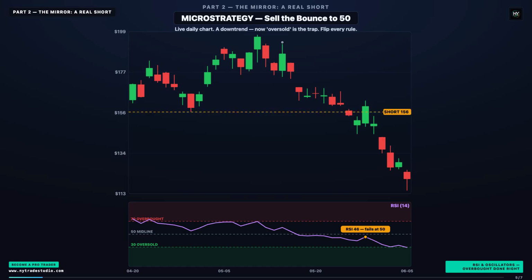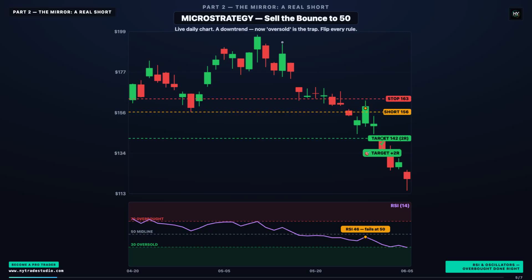We short around 156 as the bounce fails. Our stop goes just above the bounce high at 163, and our target sits at 142, a clean 2-to-1. Price rolls over, and a couple of days later it hits our target. That is a 2R winner on the short side.